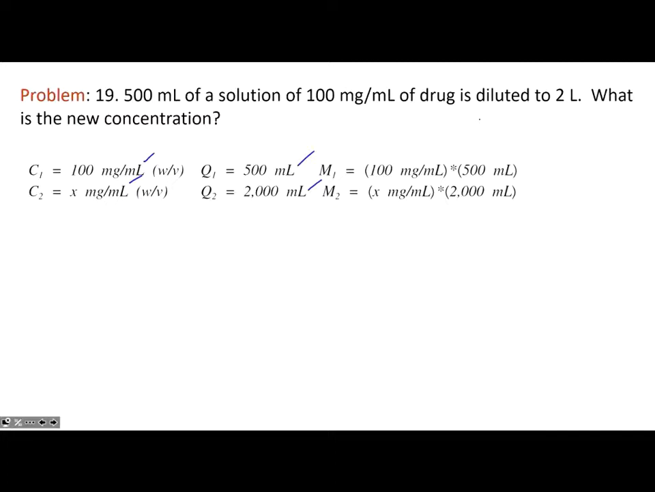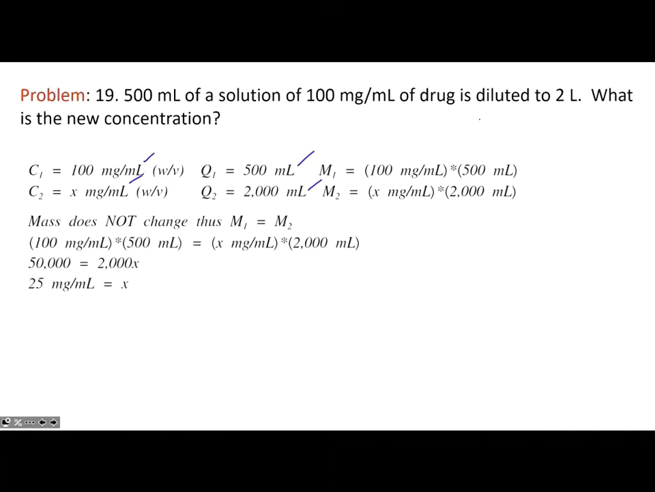Milligrams per milliliter. So fine, let's just set it up because M1 equals M2. So 100 milligrams per mil times 500 mils is going to equal X milligrams per mil times 2,000 mils. Do that little bit of math, solve for X, and you get 25. But remember, 25 what? Milligrams per mil.